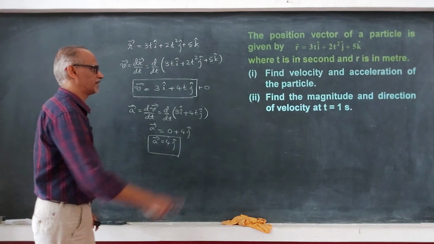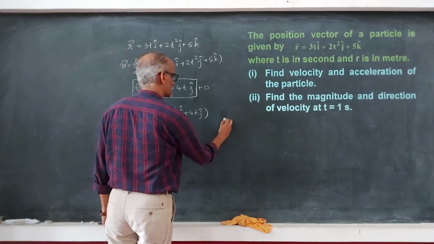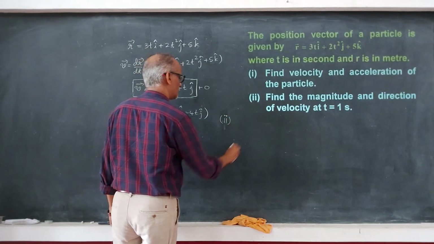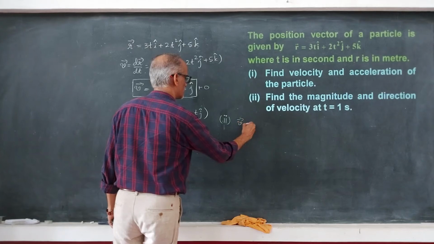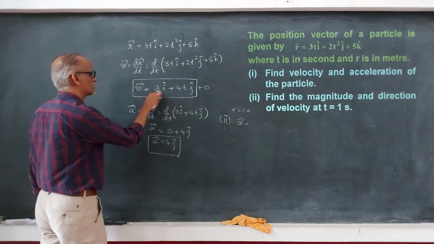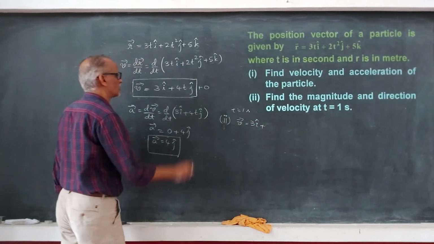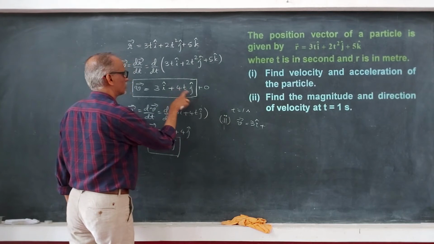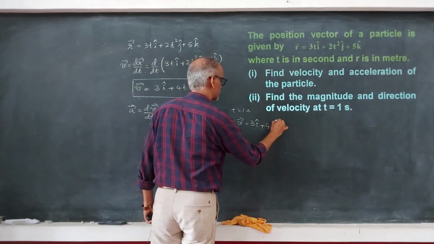We will find the magnitude of it. Okay. So, vector v, this is the second option, vector v is equal to, at t is equal to 1 second, 3 i cap plus 4 into t is 1, 4 plus 4 and then j cap. So this is the velocity.